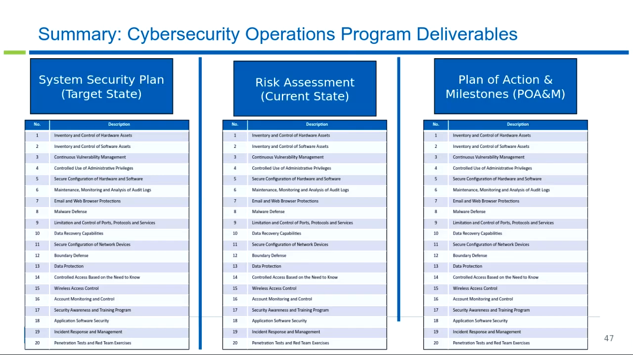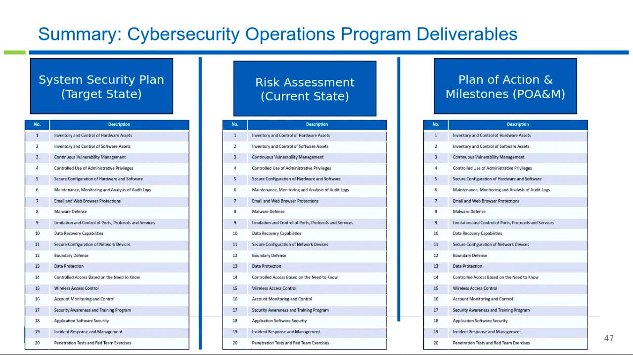So the deliverables, we have 3 set deliverables: the target state, the current state, and the plan of actions and milestones. The system security plan describes the target state, where we want to be, and I'm just using the example of 20 critical controls. We want to implement fully those 20 critical controls. I could have used NIST 853 or ISO 27002 or PCI.